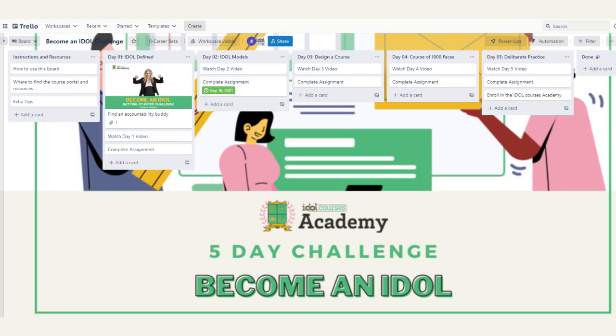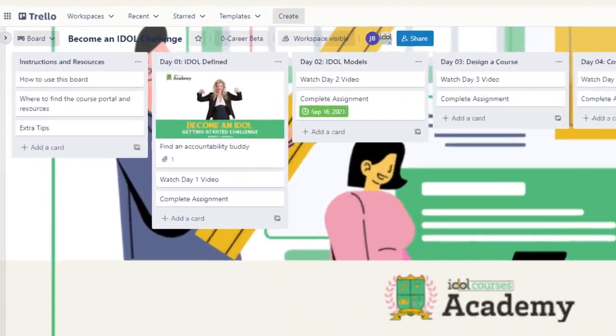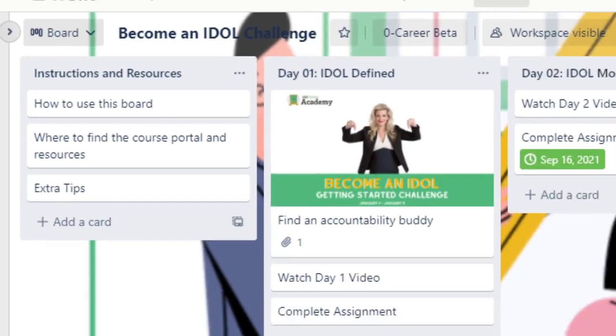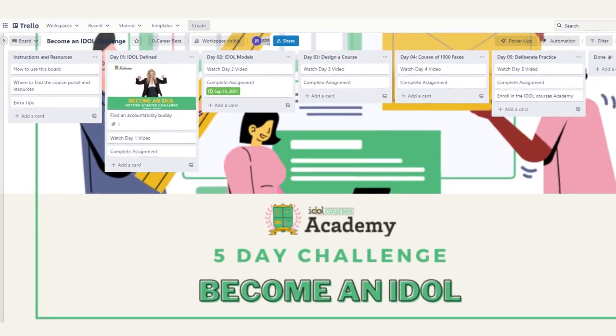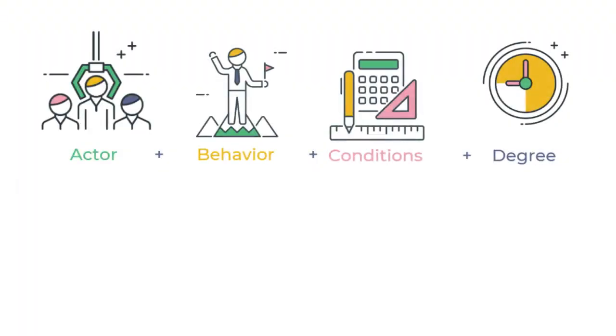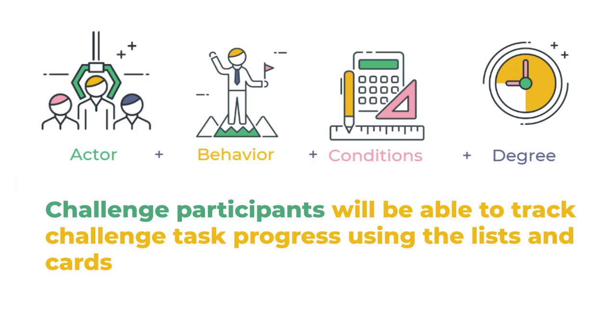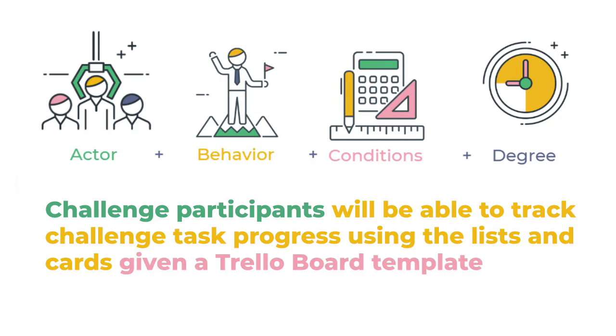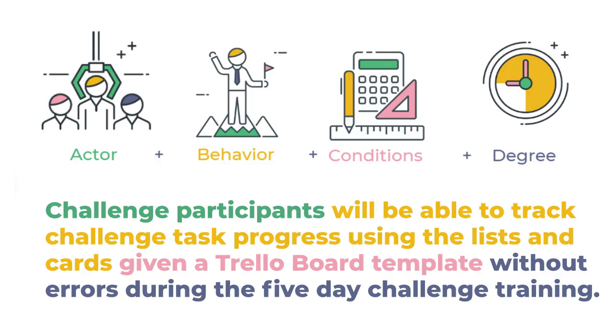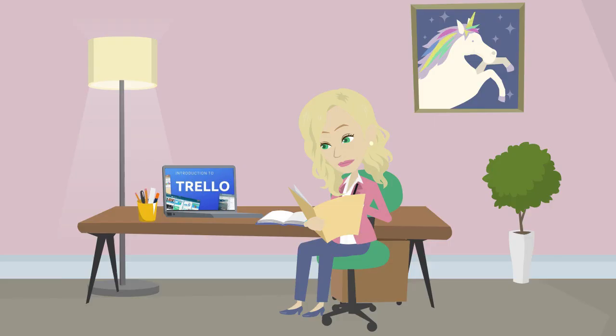Let's look at the how to use a Trello board example. More specifically, this lesson aims to teach challenge participants to use a Trello board template to track their progress in the challenge. Using the ABCD framework, A. Actors become IDOL challenge participants. B. Behavior: will be able to track challenge task progress using the lists and cards in Trello. C. Conditions: given a Trello board template. And D. Degree: without errors during the 5-day challenge training.